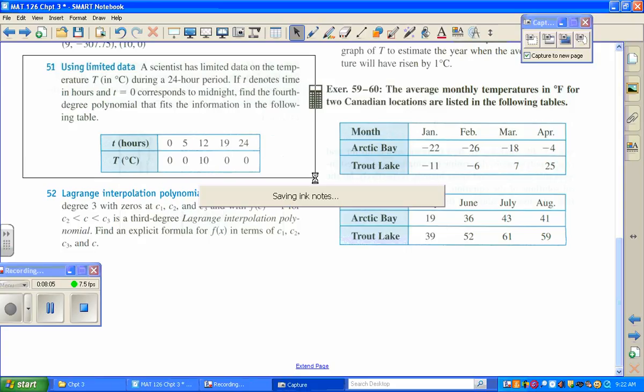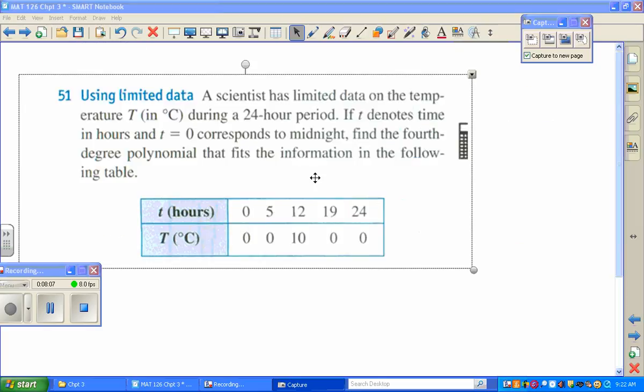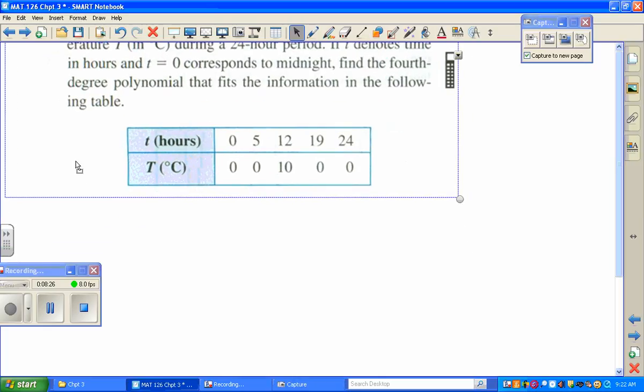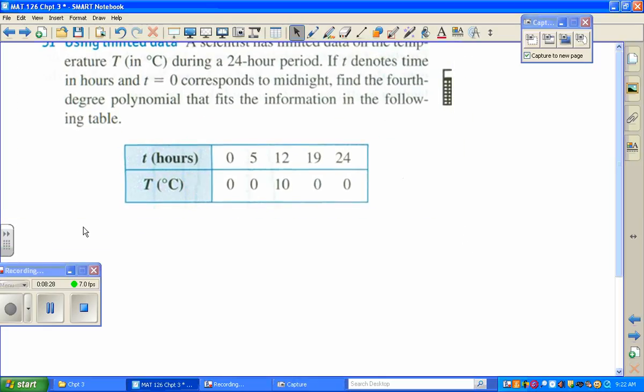A scientist has limited data on temperature during a 24-hour period. If T denotes time in hours, isn't this exciting, Megan? It is excellent. This could be what you do in college. This is a data set. All right. Find the fourth degree polynomial that fits the information below. F of x. Exactly. Which one's x and which one's y?